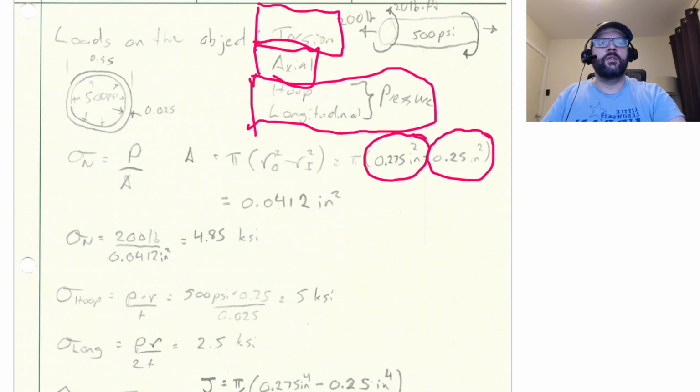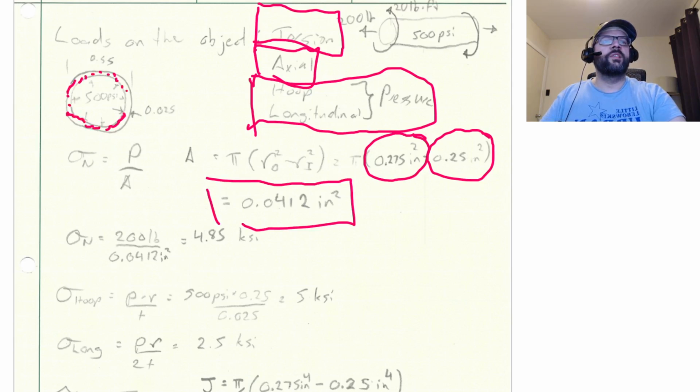So that gives us a cross-sectional area of 0.0412 inches squared, which means that if we take 200 pounds and spread it evenly over that space, we get 4.85 ksi.